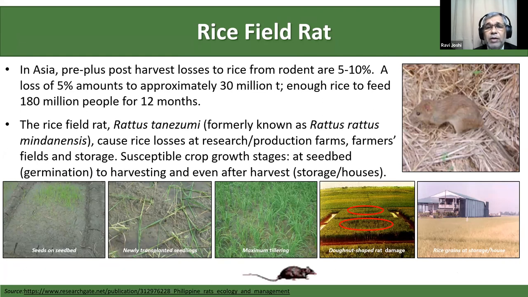So the impact of rat damage is very serious, especially because they are a pest which starts right at the seedbed, then the transplanted rice, to the maximum tillering stage, and even after you have harvested the rice, the rats become a problem in the storehouses. This is one pest which is present throughout the year, whether they are in the field or after harvest, in the storage areas.